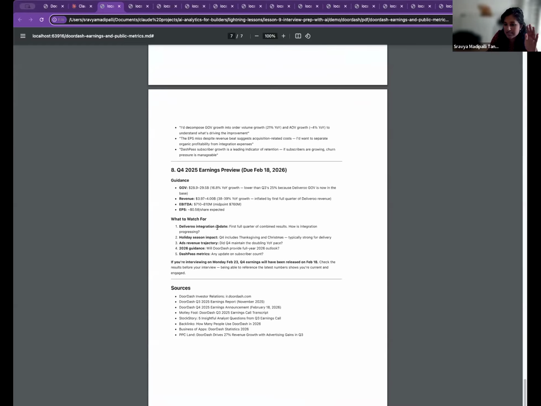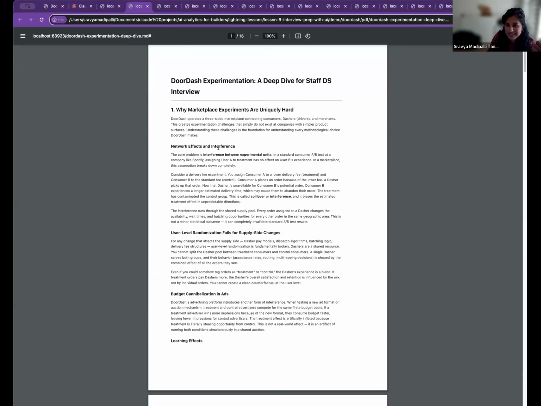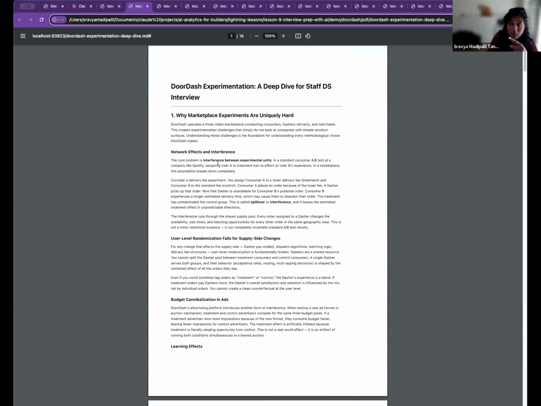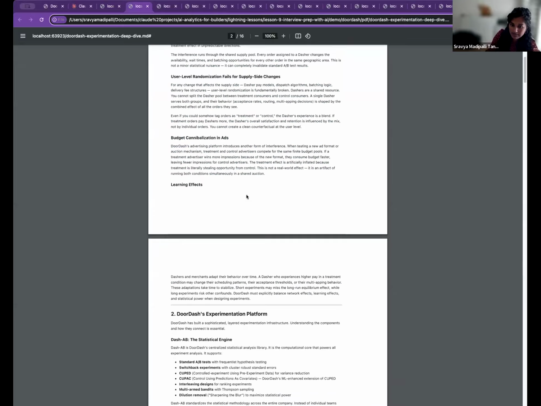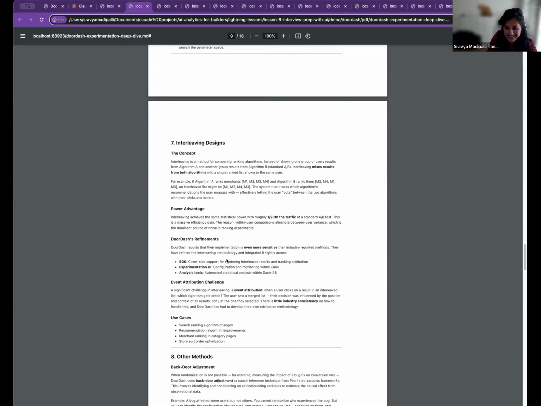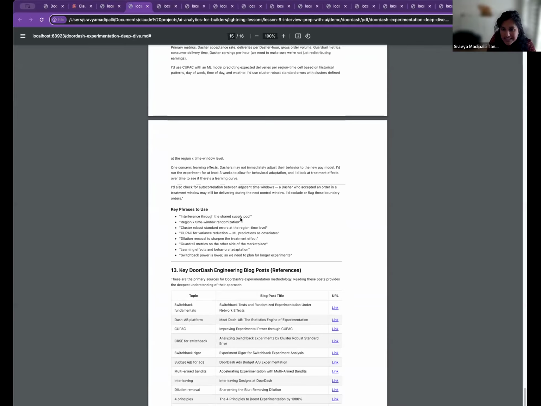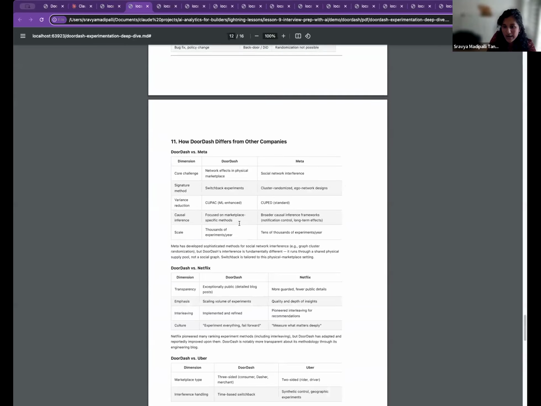So my God, it just goes into full depth here. And then a deep dive into a Staff DS interview. It talks about network effects, a very important aspect of DoorDash. If your interview is going to be in another space, maybe healthcare, where there's a lot of causal inference happening, it's going to talk about that. But for DoorDash, this is what it created. Look at this, it basically created a 16-page file. And how do you talk about this?